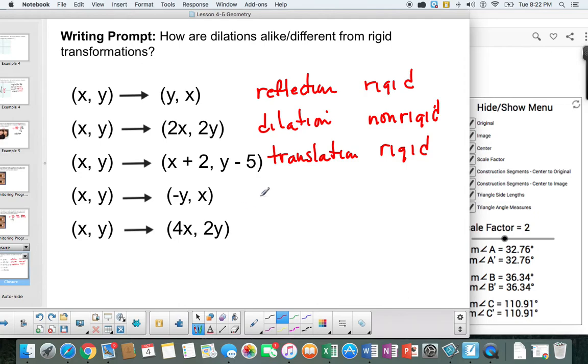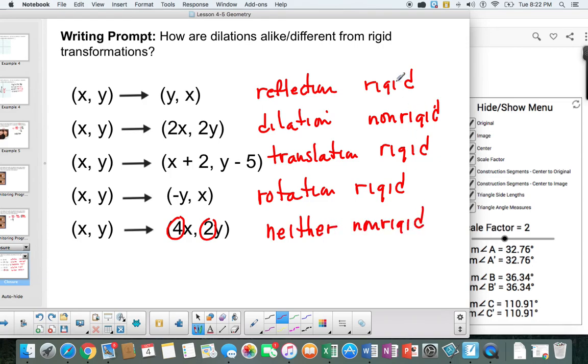I hope you recognize this. This is a rotation, and this is rigid. Now this one, what's unusual about it is we're not multiplying the x and y by the same thing. So this is not a reflection, dilation, translation, or rotation, so neither. And it's also non-rigid. And this is the end of the screencast.